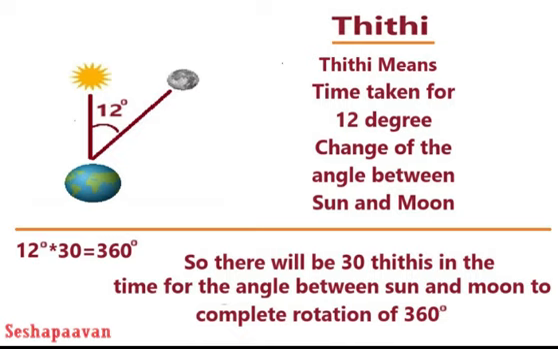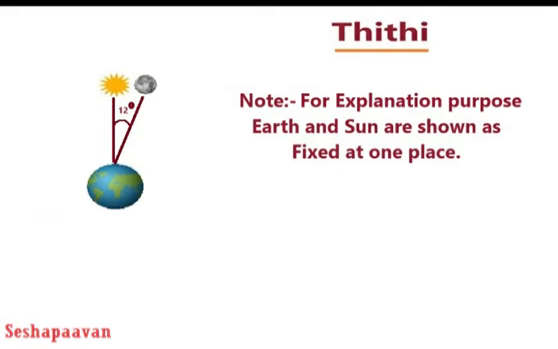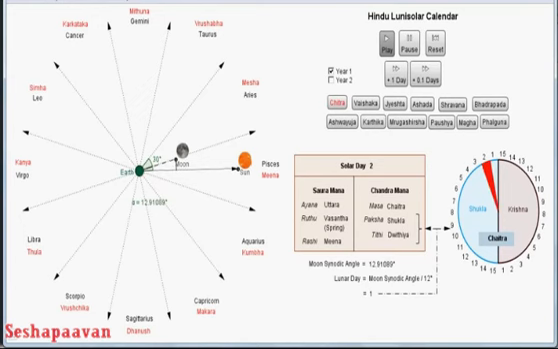The time taken for completion of 360 degrees is called Masam. There will be 30 Tithis in the time for the angle between sun and moon to complete a rotation of 360 degrees. So 12 into 30 is equal to 360 degrees. Note that for explanation purposes, Earth and Sun are shown as fixed at one place. Generally, Sun and Moon both will be moving.